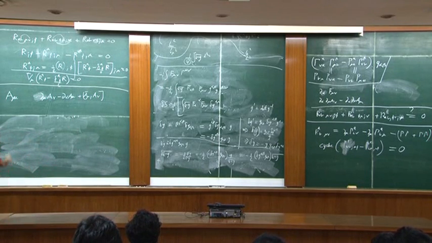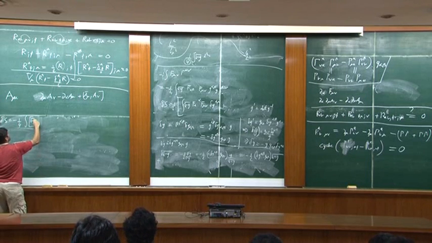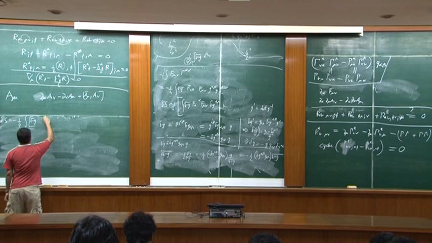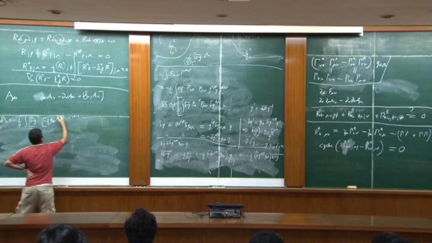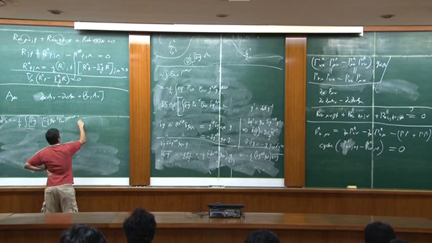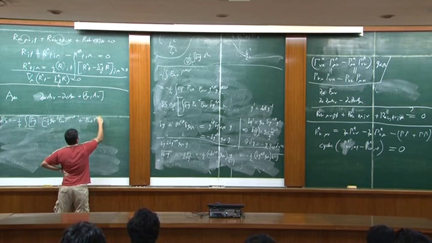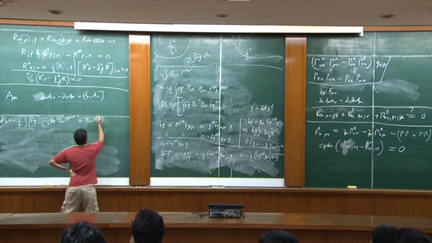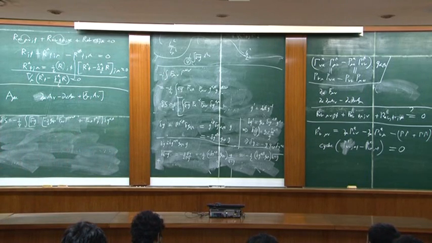Putting everything together, what do we get? We get that the change in the action is minus 1 by 4 integral square root minus g, right? And then minus half f mu, minus half g alpha beta f mu. Okay? Plus f alpha theta f theta beta into delta g.